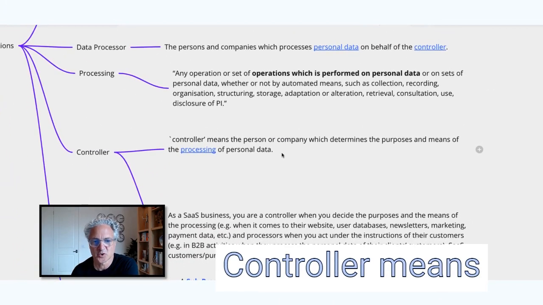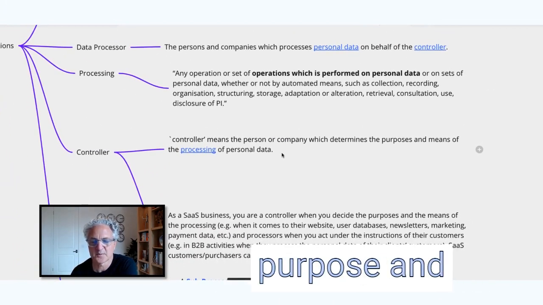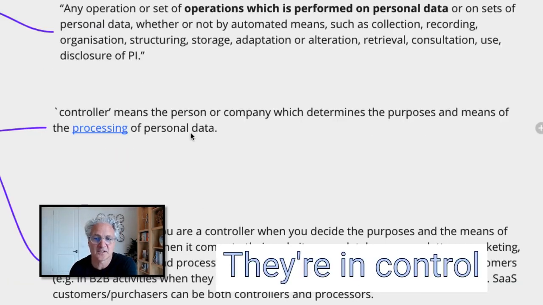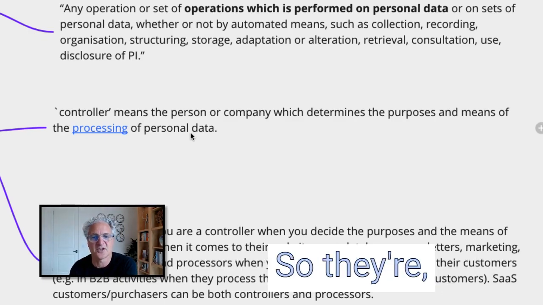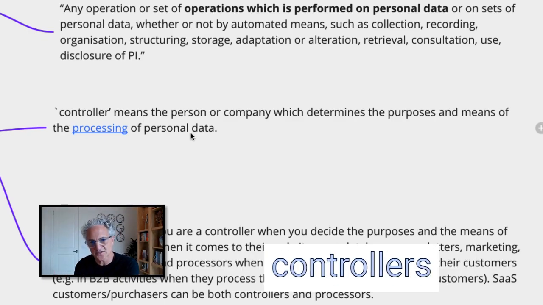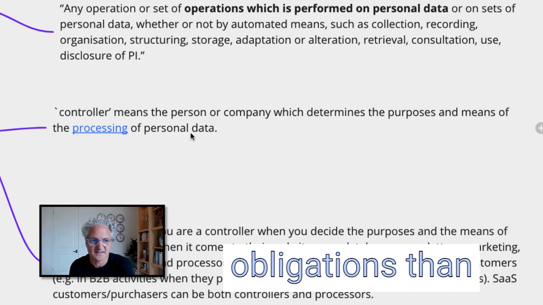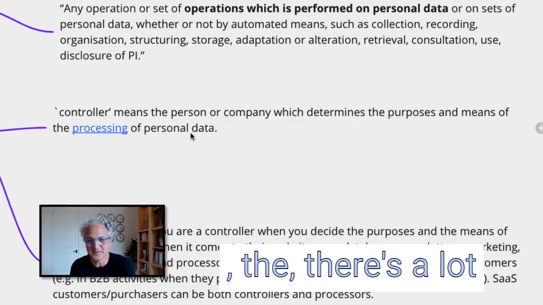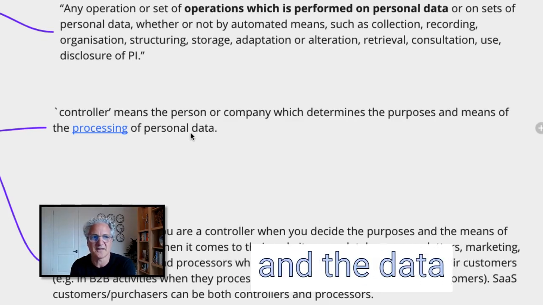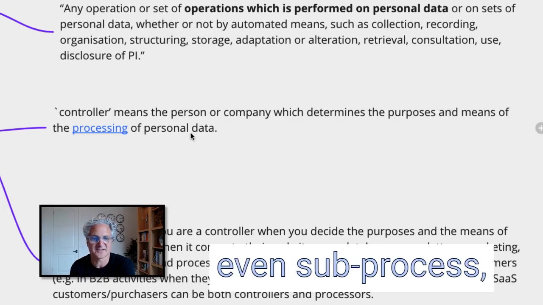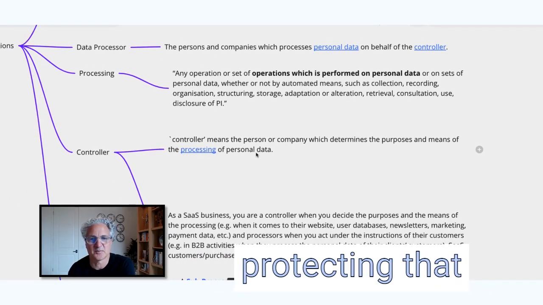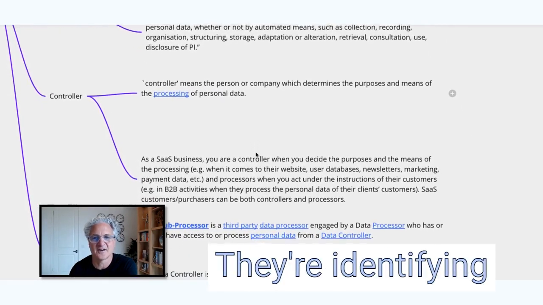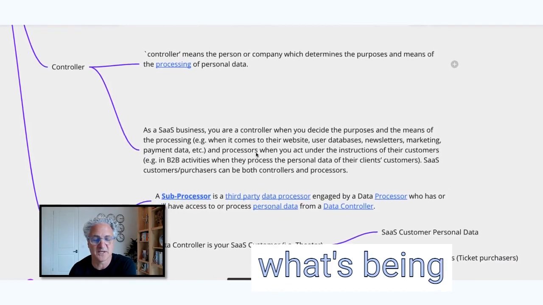Who is a controller? Controller means the person or company which determines the purpose and means of the processing of personal data. They're the ones that contracted with you. They're in control of who they deal with, right? So they're the controller. Controllers have different obligations than processors in certain ways, but really there's a lot of overlap there. Both the controller and the data processor and even sub-processors, they all have to make sure they're protecting that personal data. They know where that data lives. They can account for that data. They're identifying and telling you who it's being shared with.